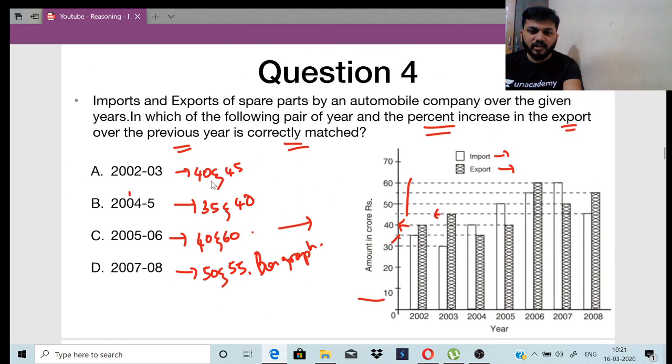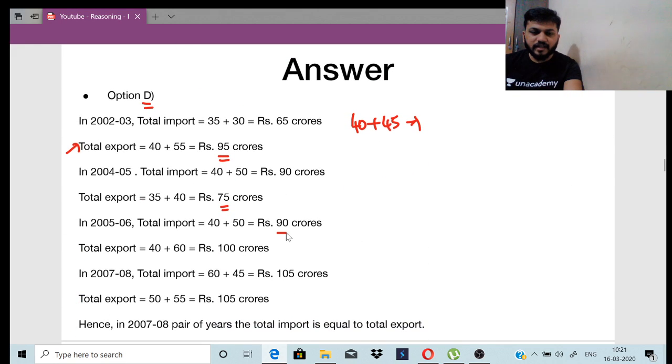So it is 35 and 40, 40 and 45, 40 and 60, 50 and 55. So it is 90 crores. In 5 and 6 it is 90 crores. In 4 and 5 the total export is 75. Total export in 5 and 6 is 100 crores, and in 7 and 8 the total export is 105 crores, right? The 105 crores.